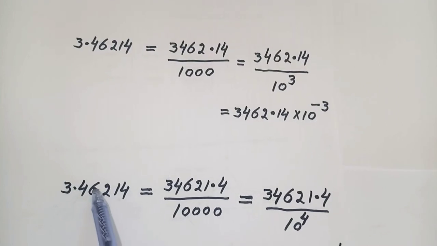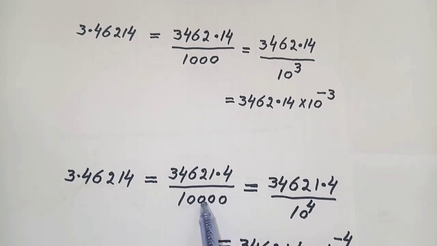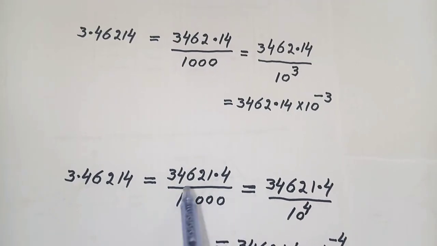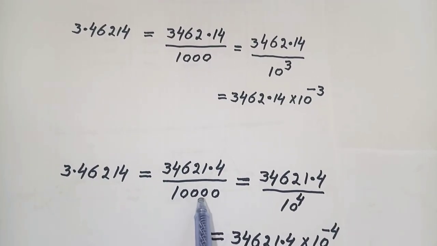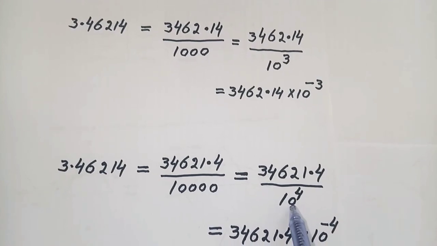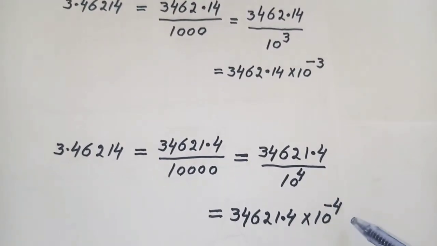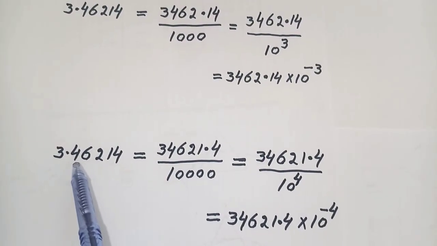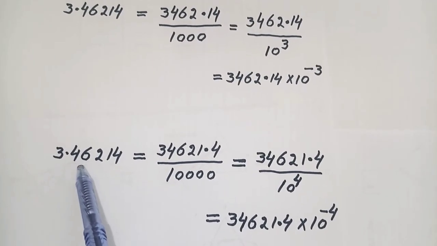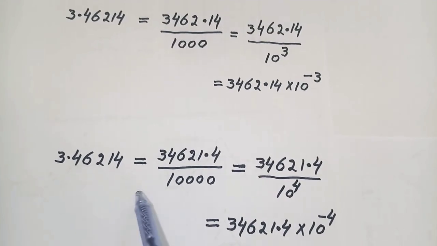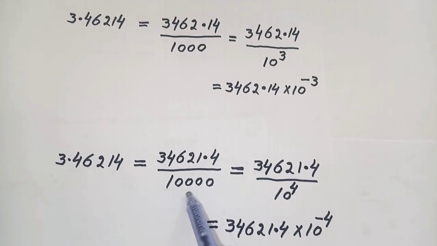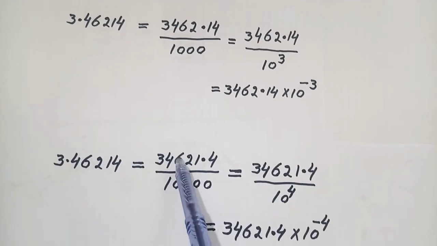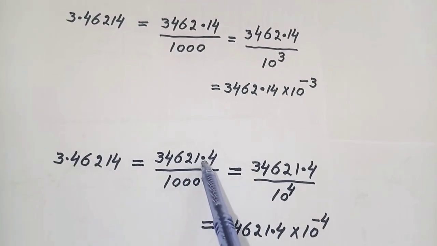Here we have written 4 zeros. It means that we have shifted the point here between 1 and 4, and this 10,000 can be written as 10 power 4, and when we shift 10 power 4 to the numerator, it will become 10 power minus 4. So however many digits we shift the point, that many zeros will be right here. So here we have shifted the point by 4 digits from this point to this point.